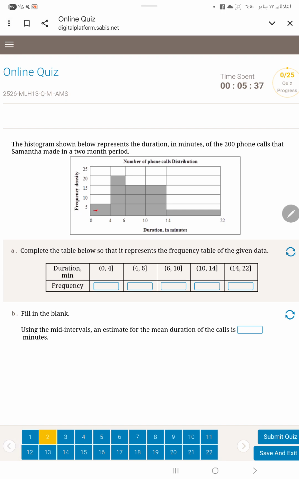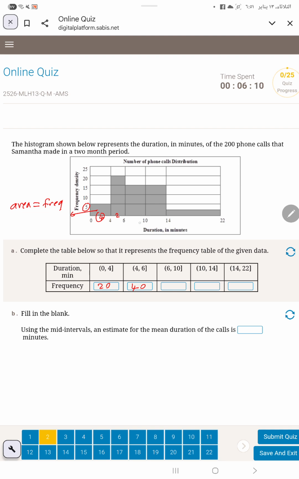Let's write the equation we have to use. Area of the histogram is equal to frequency. So the first rectangle, the base is 4 and the height is 5. Multiply 4 times 5, you get 20 here. Second rectangle, base is 2 and the height is 20, so multiply them, you get 40.